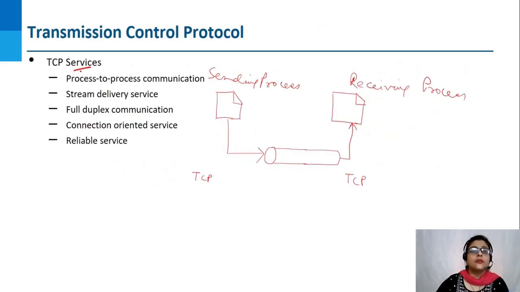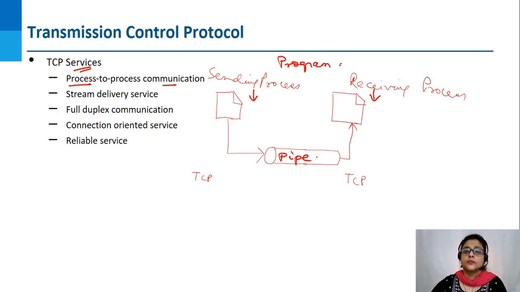The various TCP services that are provided by the Transmission Control Protocol are, first, process-to-process communication. We have already learned what is the meaning of process-to-process communication. There can be a sending process and a receiving process, and the connection between them is done through the TCP pipe. A process is a program in execution. This sending process or the receiving process happens at the application layer.